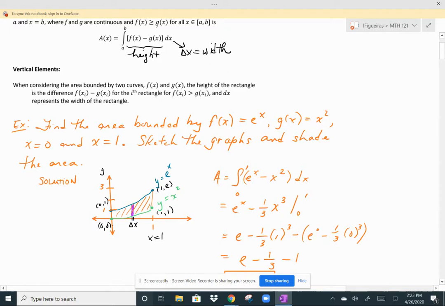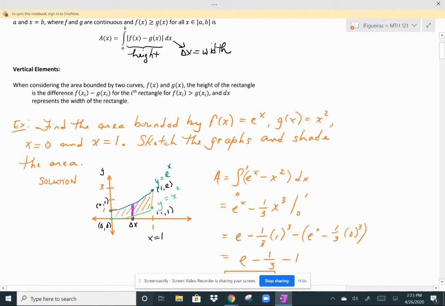So when x is 0, your e to the x is this point here, 0, 1. When x is 1, your point is 1, e, and remember e is about 2.7, so it's a number close to 3, so that's that point in blue to the right. Then for x squared, when x is 0, you're at the origin, and when x is 1, you're at the point 1, 1. So throughout the area, shaded in orange, the e to the x function is greater than the x squared function.